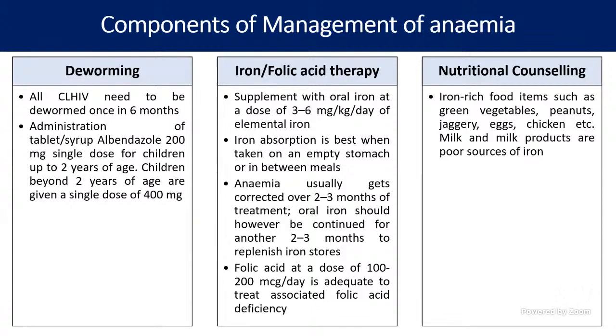These are poor sources. You will think that you are telling them to take a lot of milk, a lot of eggs, chicken. They are rich in protein, but they are poor sources of iron. Good sources are only green leafy vegetables, jaggery, red meat, or dates. Such things you should advise them.